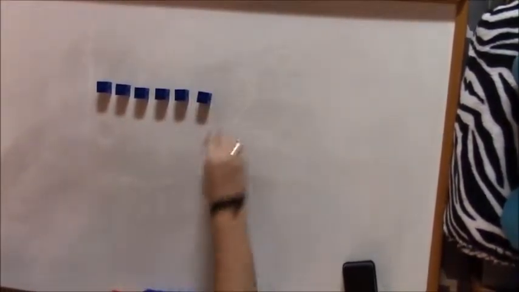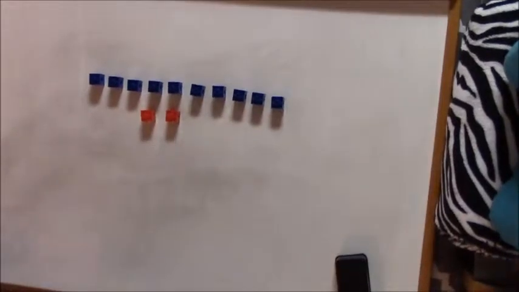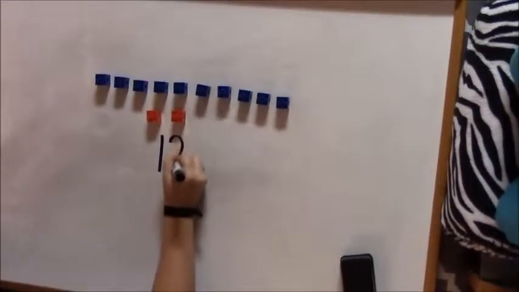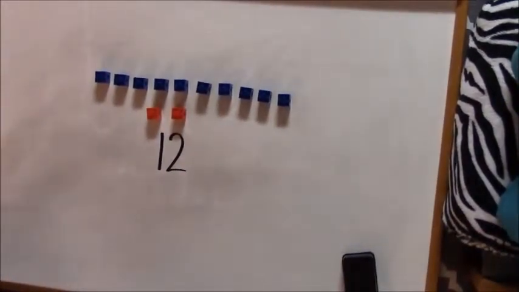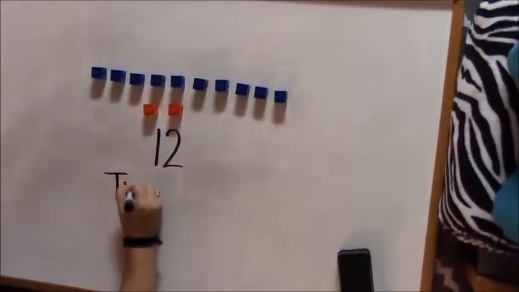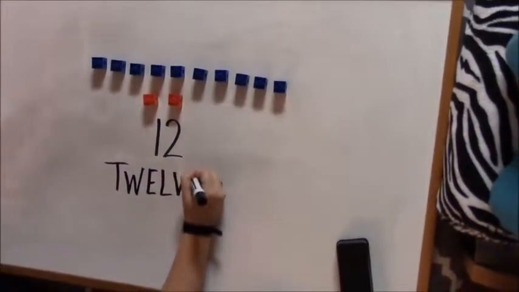The number 12 can be represented through 12 Lincoln cubes, which is 1, 2, 3, 4, 5, 6, 7, 8, 9, 10, 11, 12. This number can also be written out as a 1 and a 2 put together to make the number 12. The word itself, 12, can be written and is spelled as T, W, E, L, V, E.